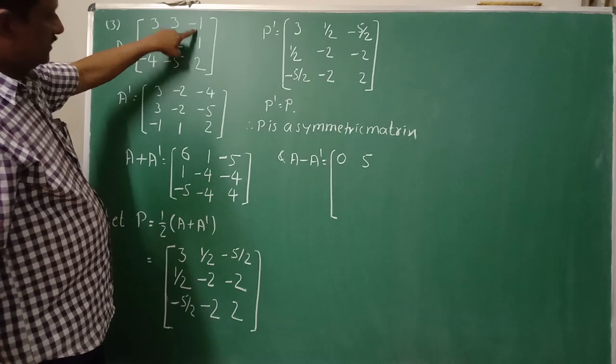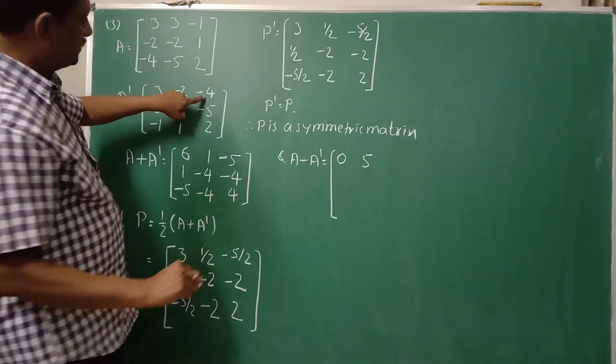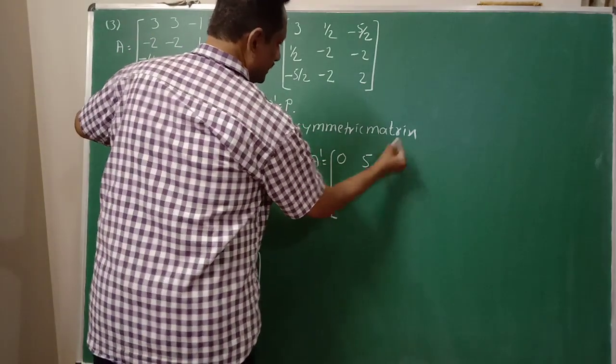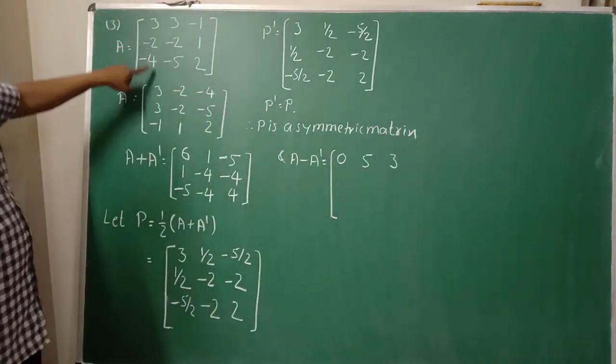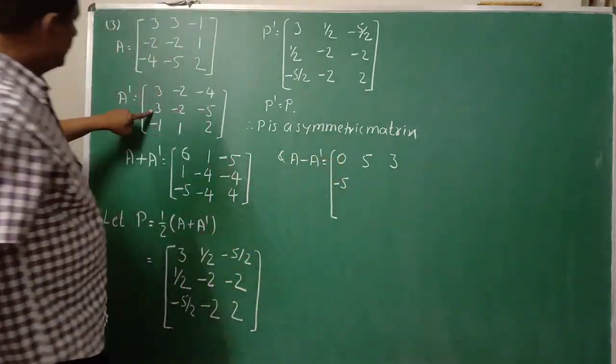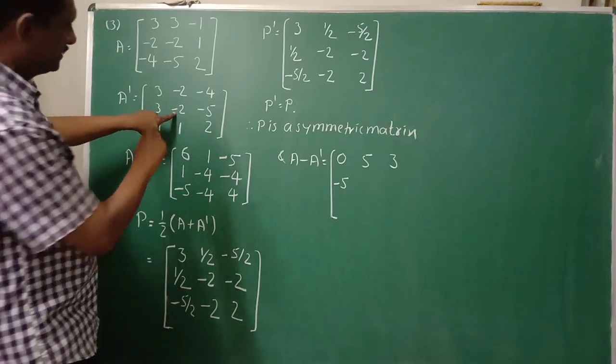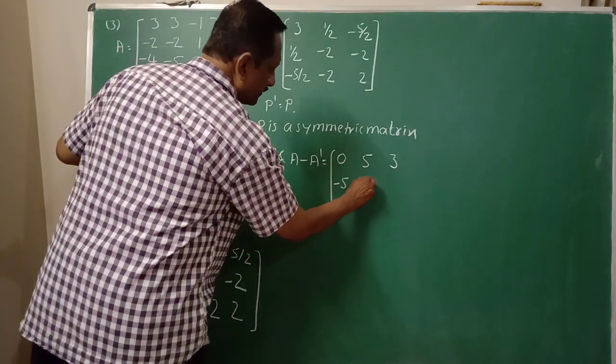Then minus 1 plus 4. Minus of minus becomes plus here. Minus 1 plus 4 is a 3 here. Plus 3. Minus 2 minus 3 minus 5 is a minus of 5. Then minus 2 plus 2, minus becomes plus here. Minus 2 plus 2 becomes a 0 here.